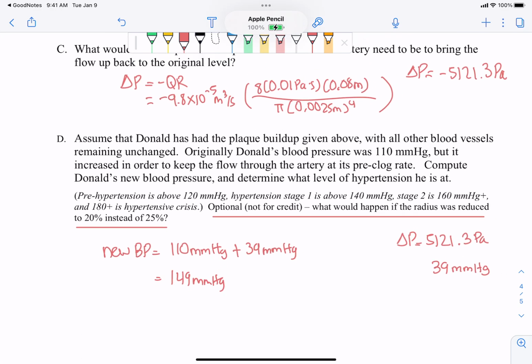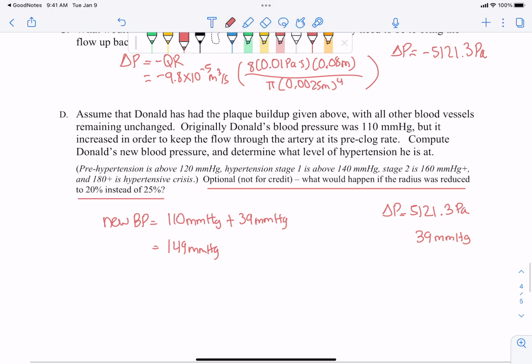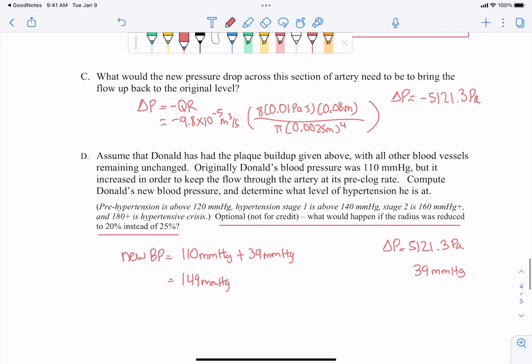I think it's a little bit confusing, but I'm trying to think how to explain this a little bit better. So, okay, what would the new pressure drop across the section of artery need to be to bring the flow rate back up to the original level?